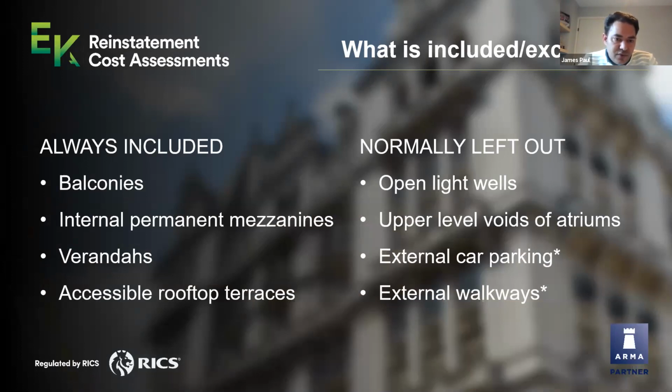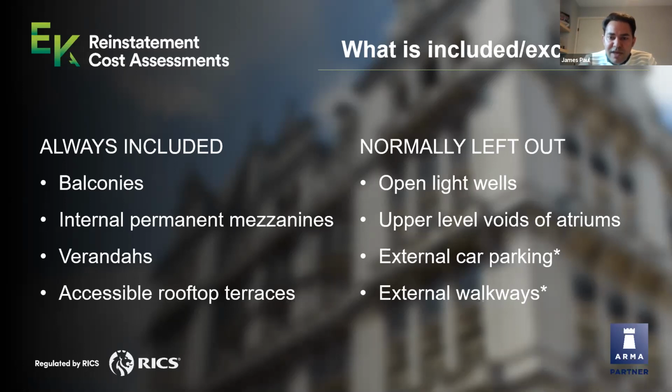We also normally include internal permanent mezzanines, more on that later as to why we include them, and verandas and accessible rooftop terraces. All of these things are counted as part of the building, but we normally leave out open light wells from the area calculation, and the upper level voids of atrium. So if you've got a big fancy atrium in your block of flats, maybe where reception is and there's a triple height, big open space, we won't include that as a floor level, even if it spans 2 or 3 floor levels. We'll leave that out.